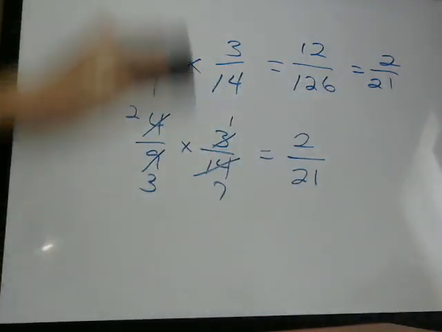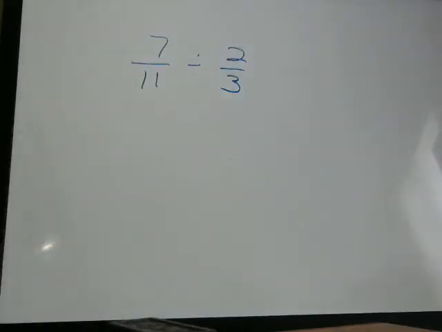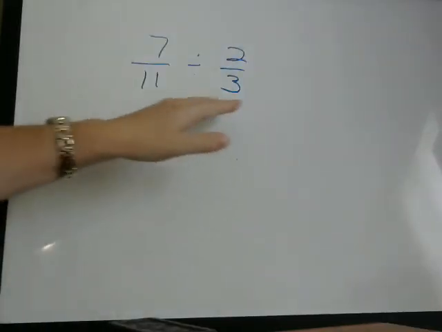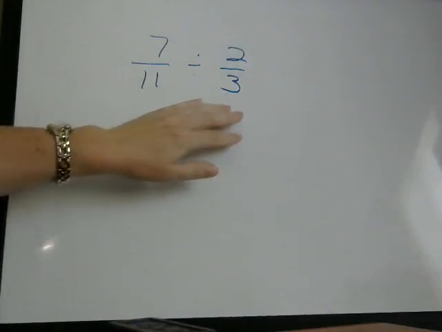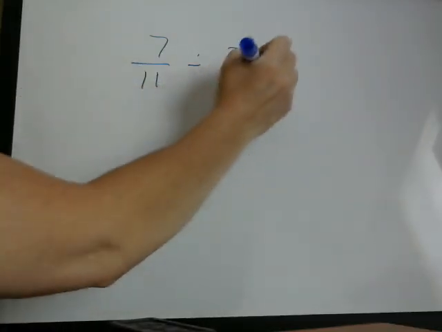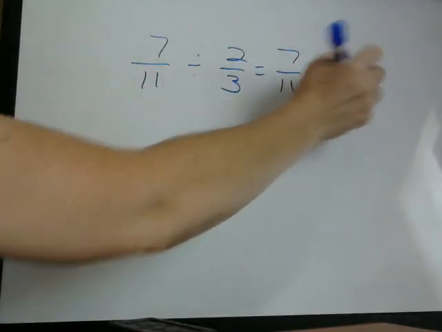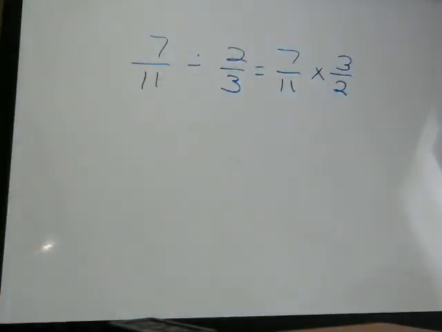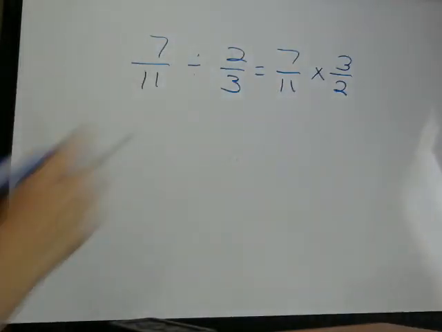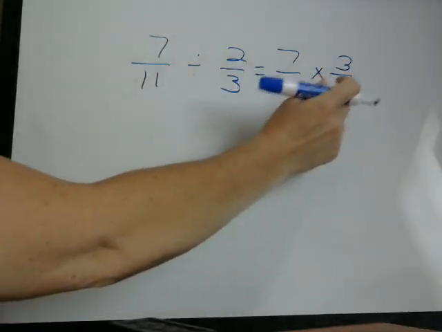For dividing fractions, if we have, for example, 7/11 divided by 2/3, we do what we call invert and multiply. So whichever fraction you're dividing by, you're going to invert, which just means flip it upside down, and then you're going to multiply. So this becomes 7/11 times 3 over 2. We just swapped the numerator and denominator of what you're dividing by, and then we multiply instead of divide.